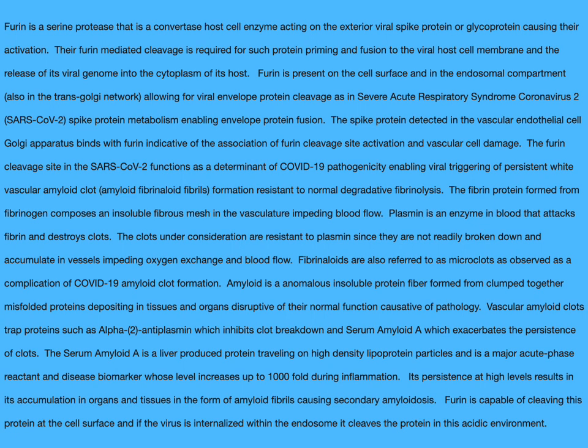The serum amyloid A is a liver-produced protein traveling on high-density lipoprotein particles and is a major acute phase reactant and disease biomarker whose level increases up to 1,000-fold during inflammation. Its persistence at high levels results in its accumulation in organs and tissues in the form of amyloid fibrils, causing secondary amyloidosis. Furin is capable of cleaving this protein at the cell surface, and if the virus is internalized within the endosome, it cleaves the protein in this acidic environment.